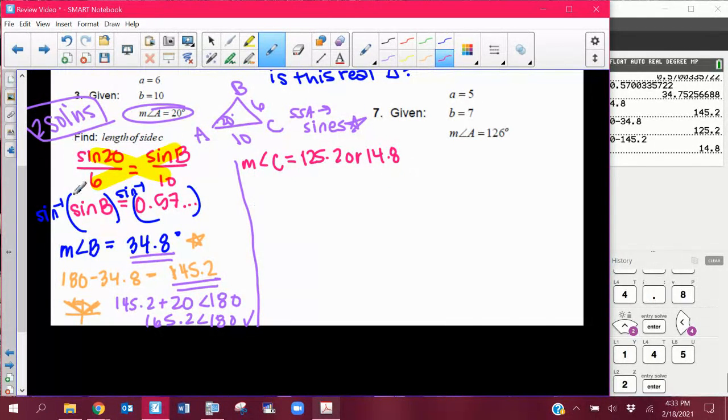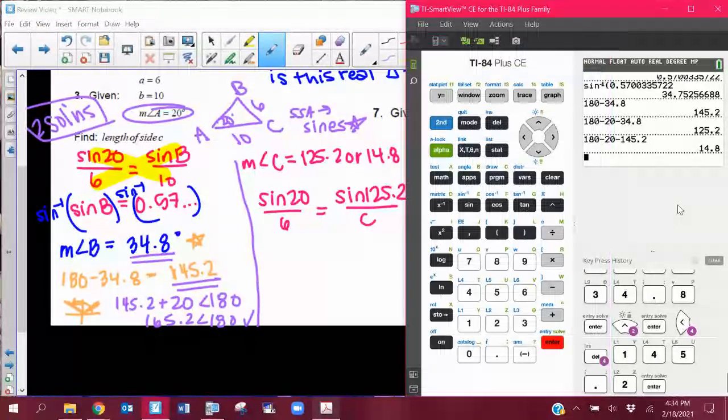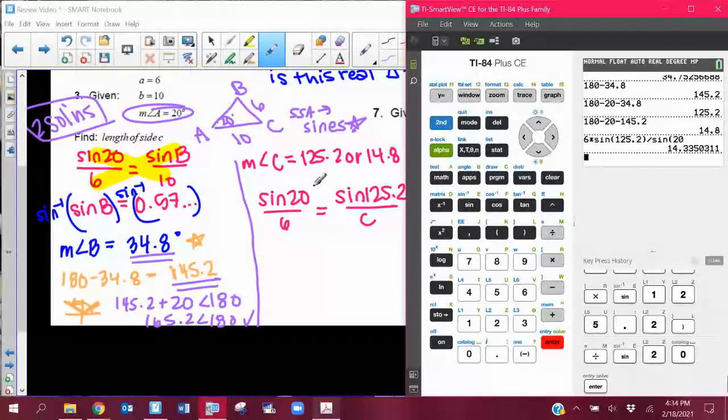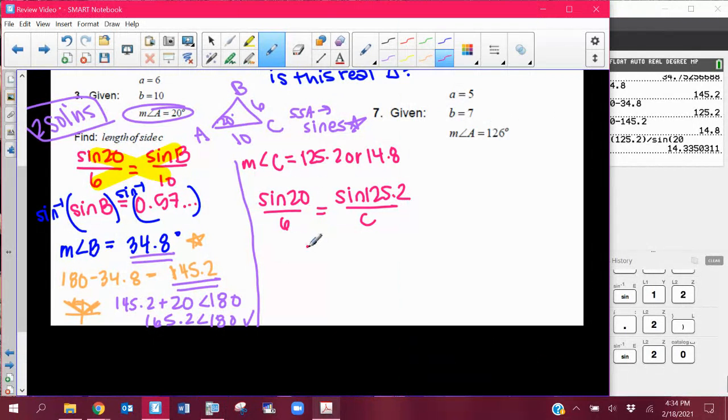So again, use what you know. The 20 and the 6 aren't going anywhere. So I'm going to have the sine of 20 over 6 equals the sine of C over C. So in this case, I'd have the sine of 125.2 over C. And then I'll do it again with the 14.8. Okay, so if I cross multiply this, I'll have 6 times the sine of 125.2, parenthesis, divide by sine of 20. So I get that my first value for C would be 14.3 for that first case.